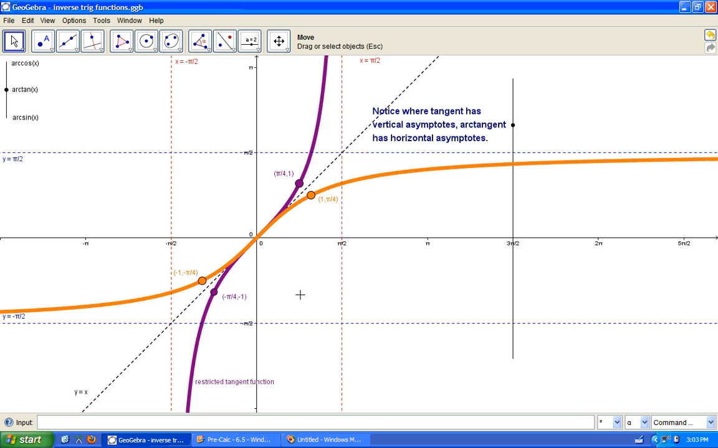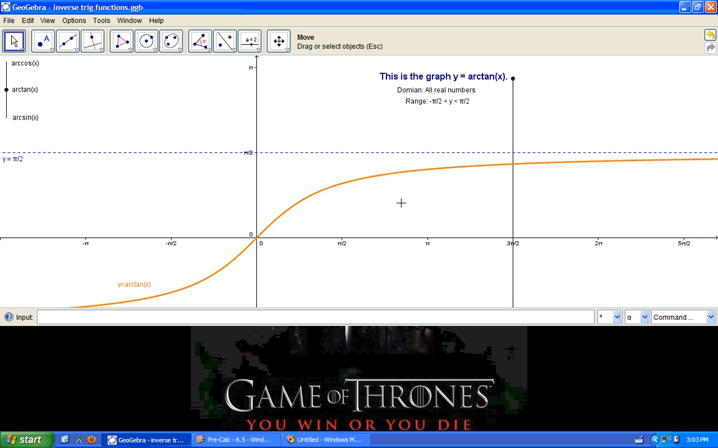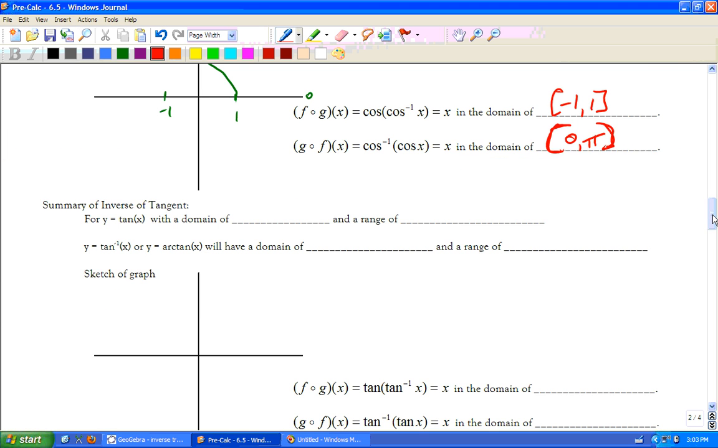Vertical asymptotes become horizontal asymptotes, and where we previously had restrictions on our domain, we now have no restrictions on our domain, but our range is limited because the vertical asymptotes became horizontal asymptotes. Let's summarize this a little bit in a kind of convenient spot.